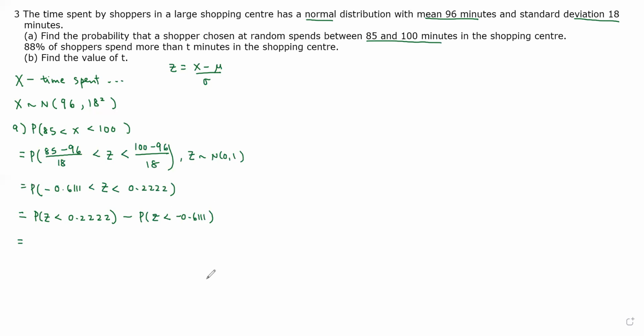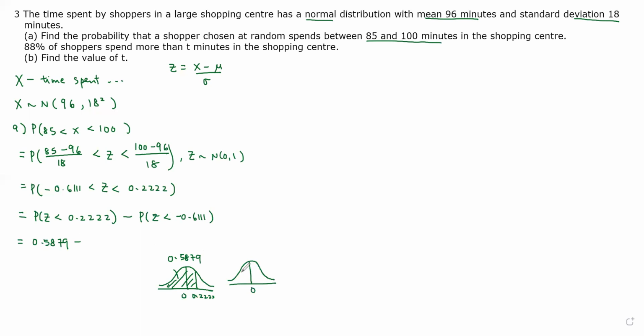Now, for the probability Z less than 0.2222, we actually look at this area here in the standard normal table. So we have 0 and 0.2222, and we can find this directly from the standard normal table. This is given by 0.5879. So we have 0.5879.